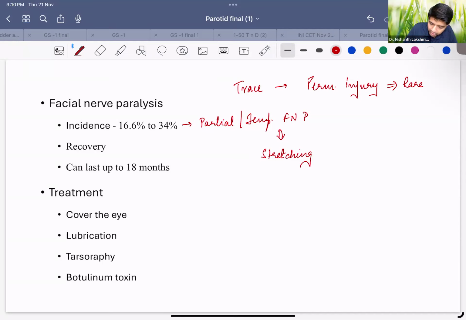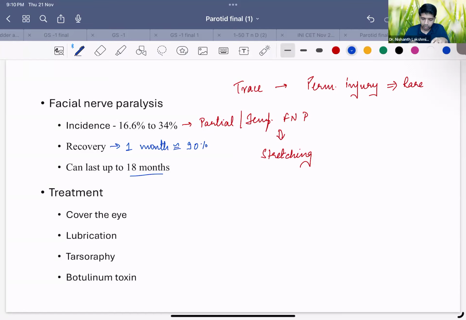These injuries invariably tend to recover within 1 month. Almost 90% recover within 1 month, but sometimes it can last longer, and the nerve might take as long as 18 months, that is 1.5 years, to recover. So you just have to patiently wait.